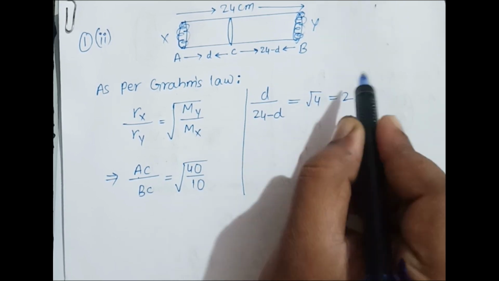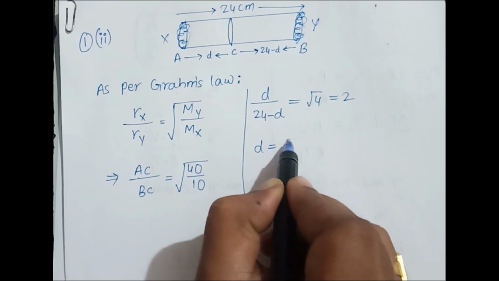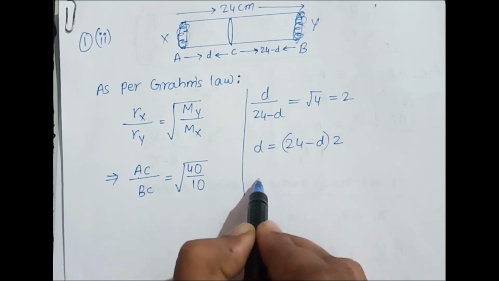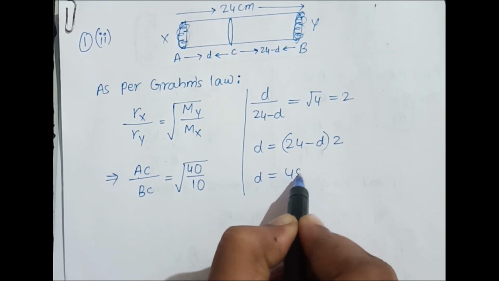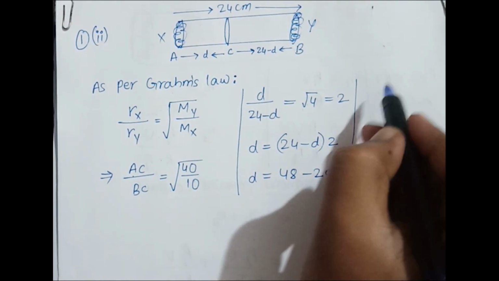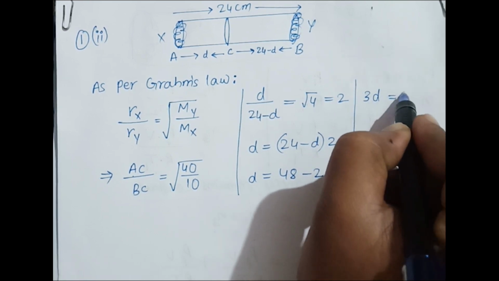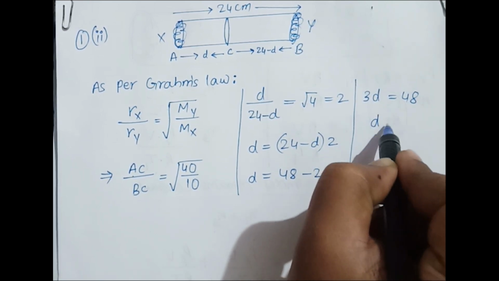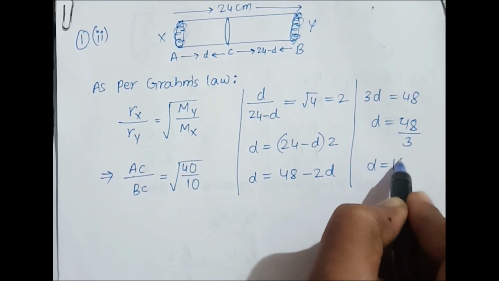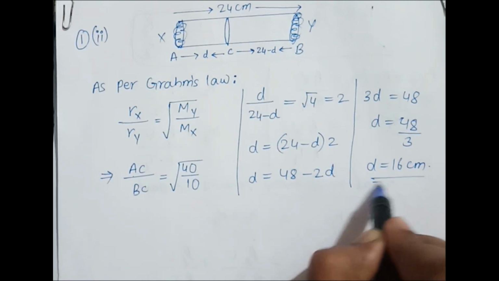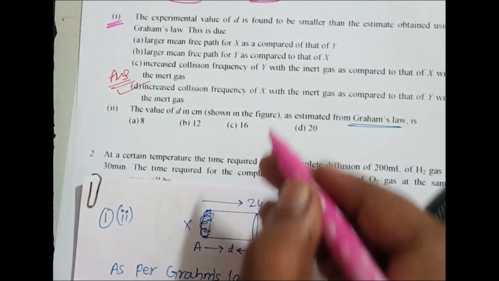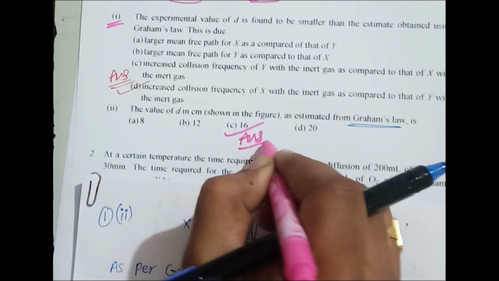which is equal to root 4. Root 4 is equal to 2. So distance D is equal to, what can you write? 24 minus D into 2. So D is equal to 48 minus 2D. This one will come to this side, so you can say 3D is equal to 48. So D is equal to 48 by 3, which means 16 centimeter. You check the option. Yes, it is there, 16 centimeter. This is the answer. Clear?